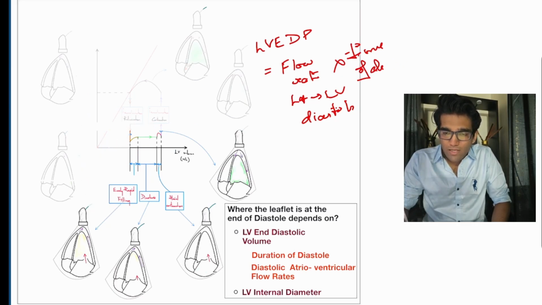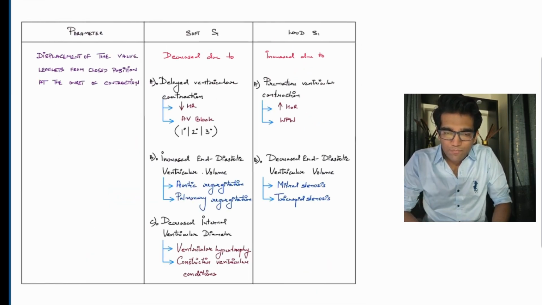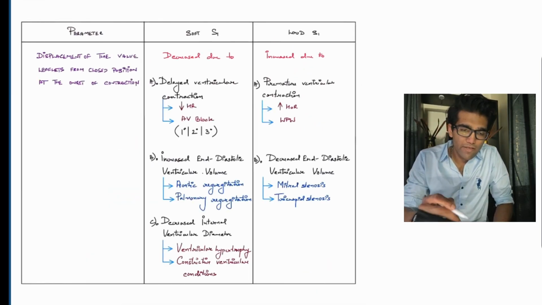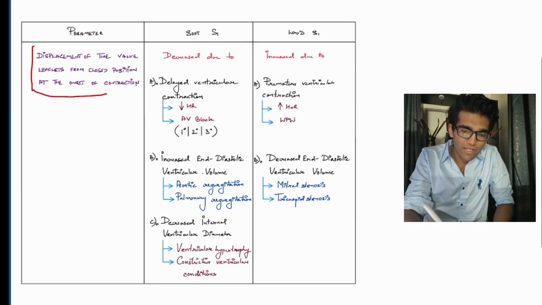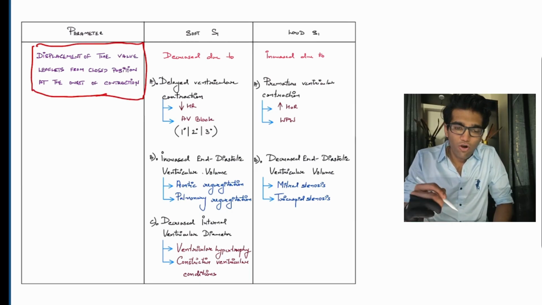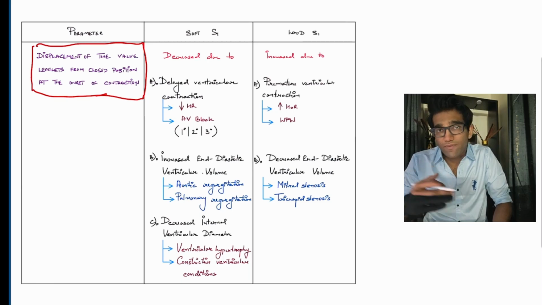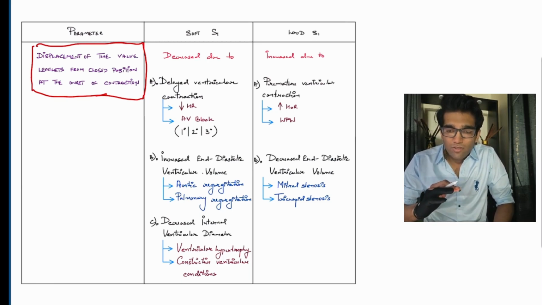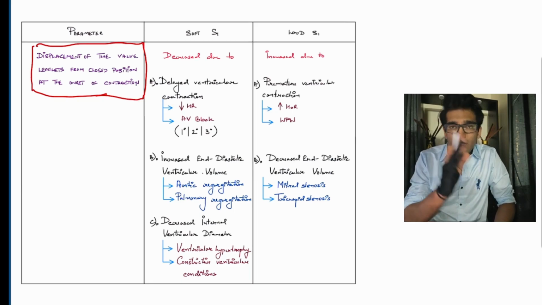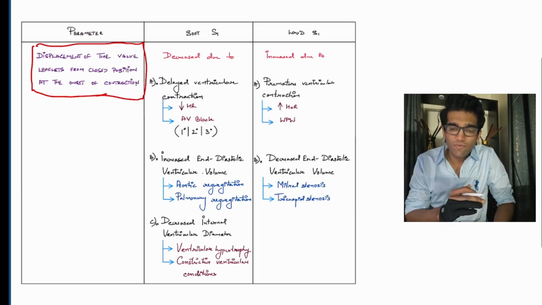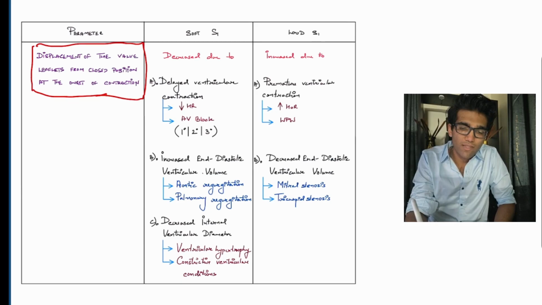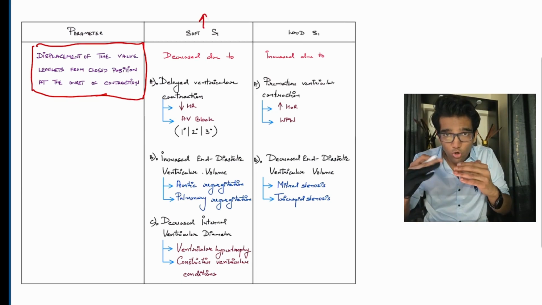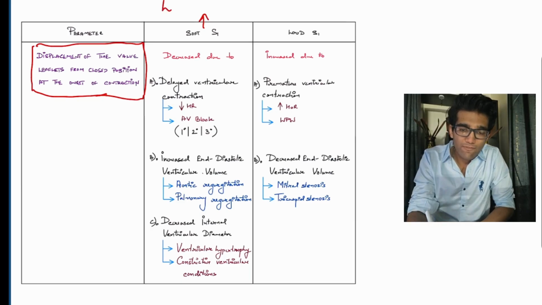So now we'll apply this to a clinical scenario and see how that works itself out. Okay, so if the only factor that we're considering is the displacement of the leaflets from the closed position at the initiation of left ventricular systole or contraction, we'll divide it into two: soft S1 and loud S1. Okay, so we'll start with soft S1. So if there is soft S1, that means what? The leaflets were close to their closed position. They were nearer their closed position.